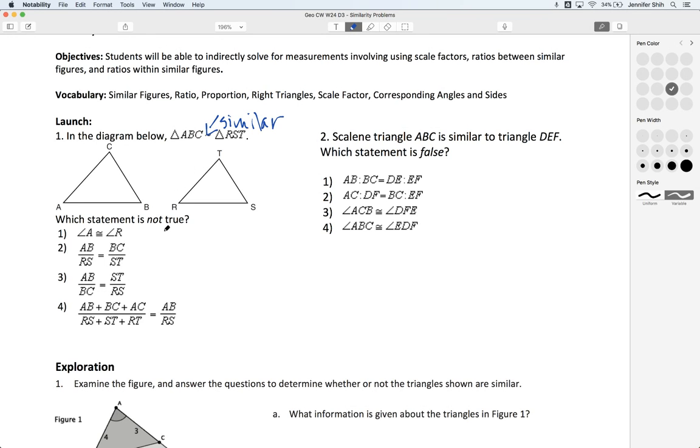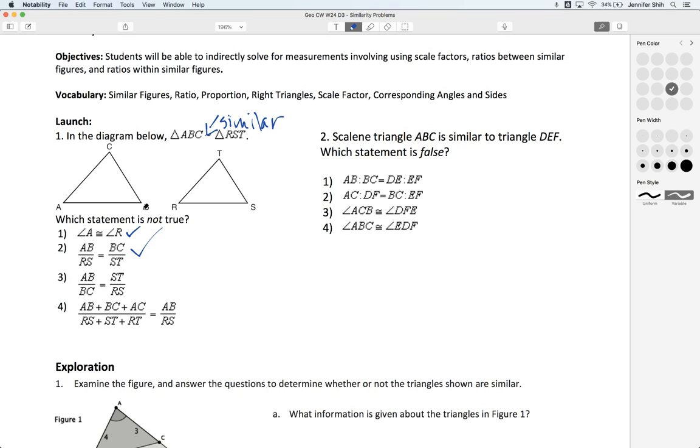So the question is asking which statement is not true, and it says, is angle R equal to angle A? Well, that is true. That is one of the properties of similar triangles. Is AB and BC corresponding with RS and ST? And that is also true.